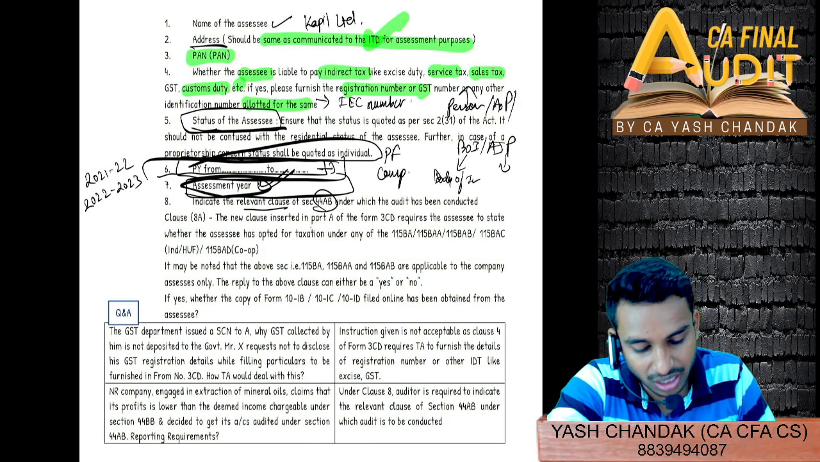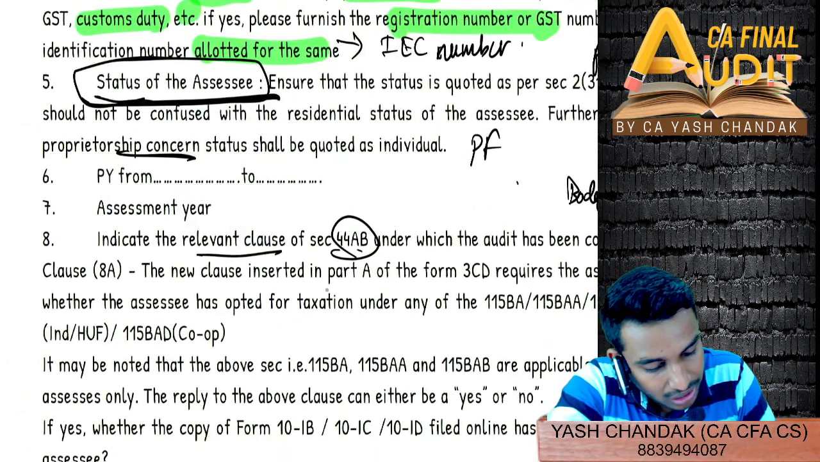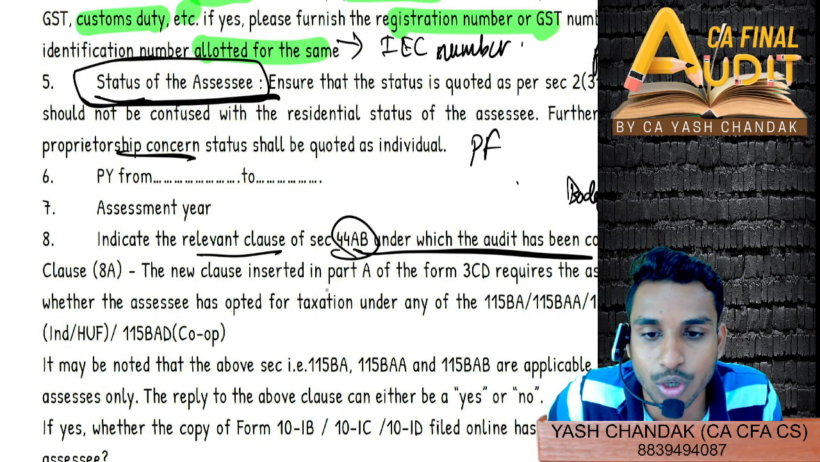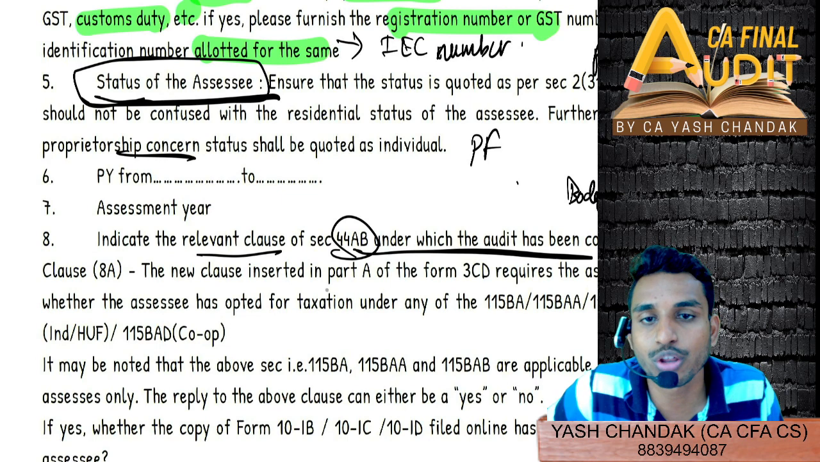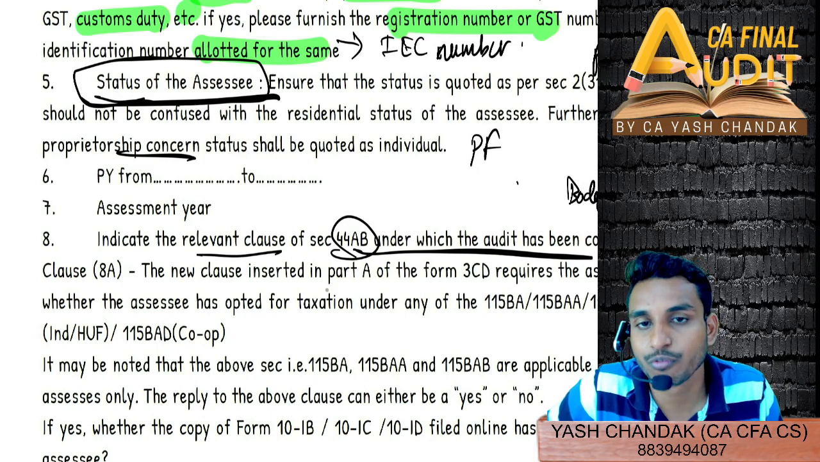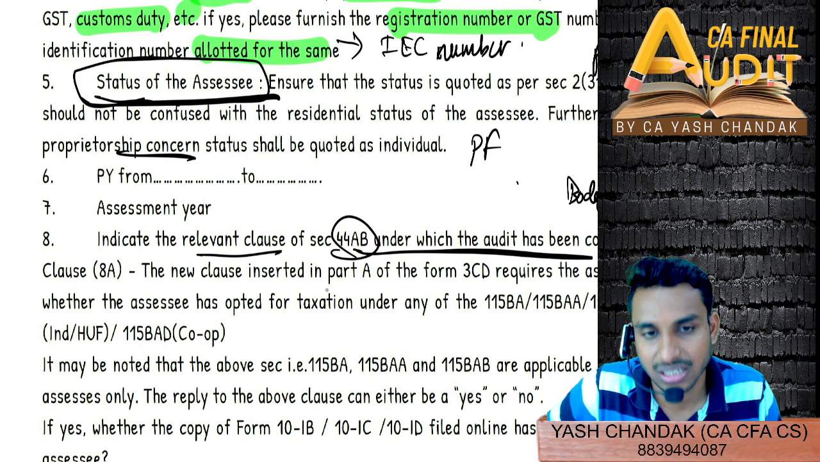of section 44AB. See here, clause 8. You have to specifically mention the clause under which the audit is being undertaken, and that is why I told you that you have to remember all five clauses: clause A, clause B, clause C, D, E. What was clause B? 44AB, clause B, profession. For clause E, 44AB, clause E, five year clause.